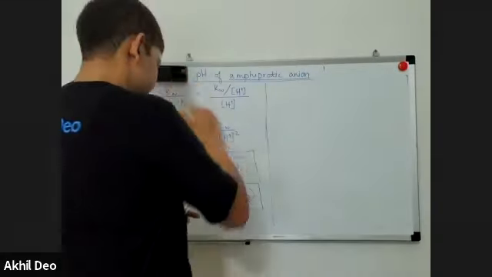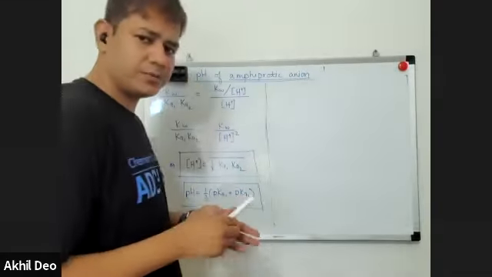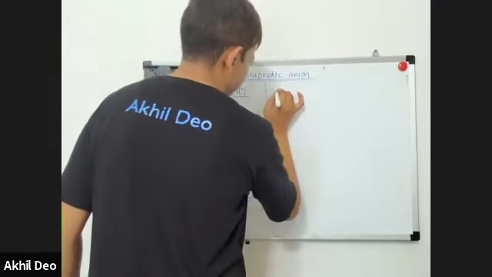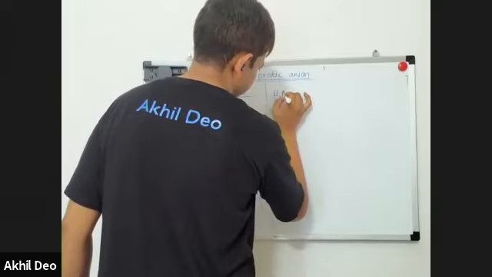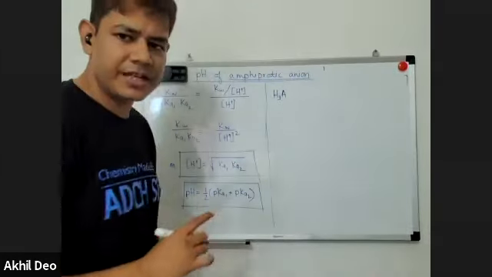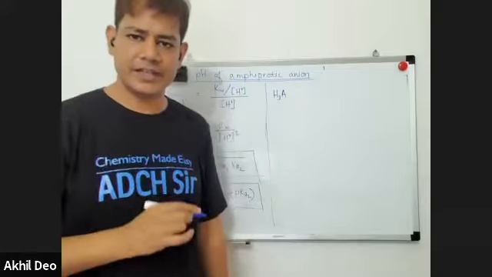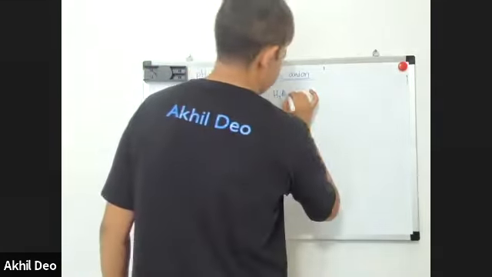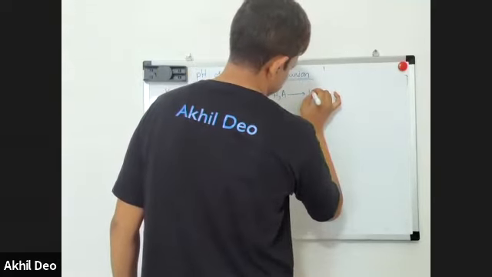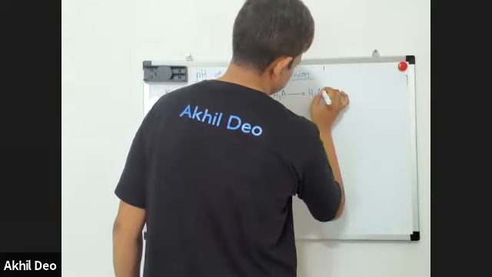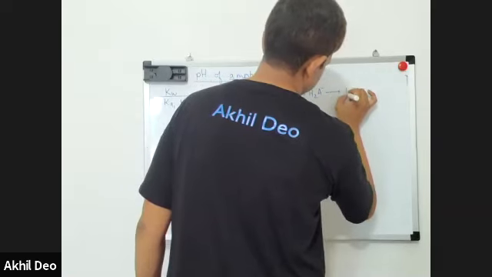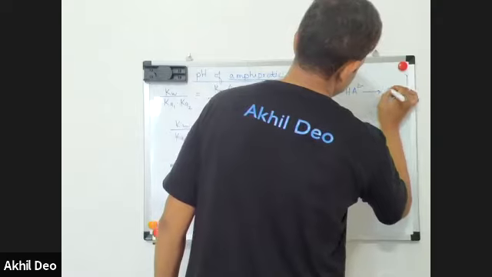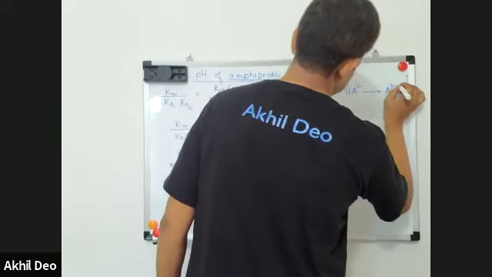Let me summarize the results and how to apply this formula. Suppose we have a triprotic acid, represented as H3A. An example of a triprotic acid is H3PO4, phosphoric acid. A triprotic weak acid ionizes in 3 steps. It will first ionize to give H2A minus, then it will ionize to give HA2 minus, and then it will ionize to give A3 minus.